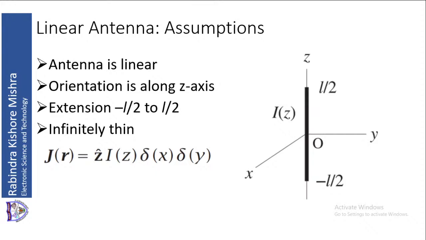Then Ix. Now Ix here will be delta X, because along X there is no variation, as the antenna is not extending along X. It exists only at X equal to 0. So Ix will be delta X. Similarly, Iy will be delta Y. So J is equal to Z cap Iz delta X delta Y. So these are the assumptions. With these assumptions, we will consider different types of antennas.